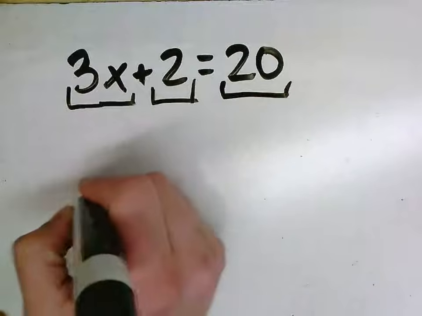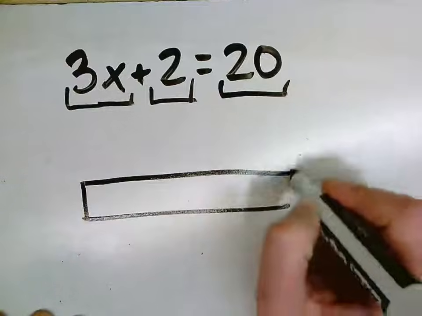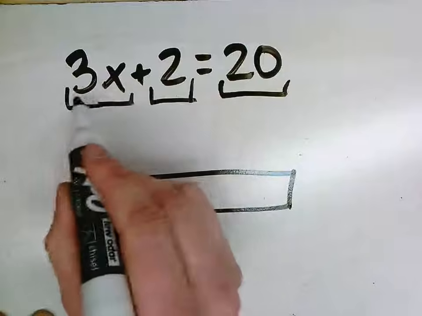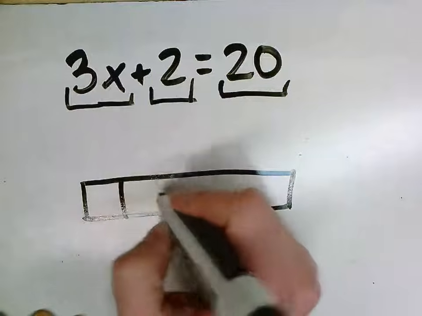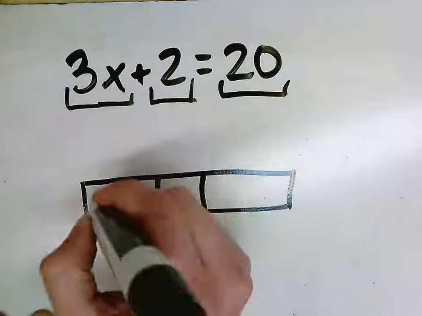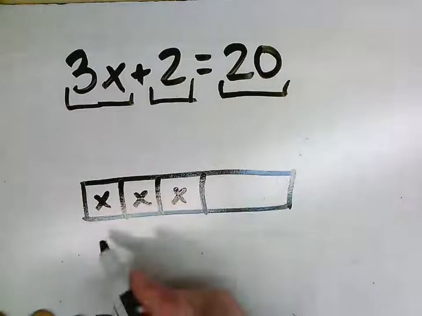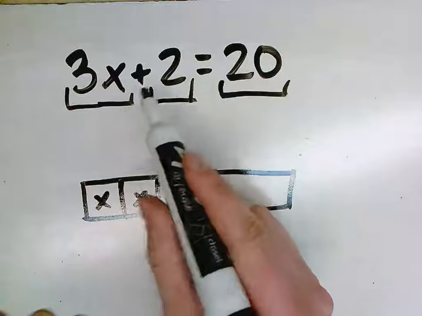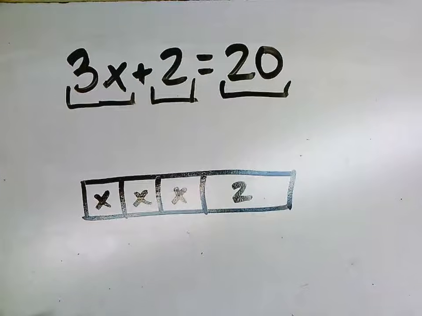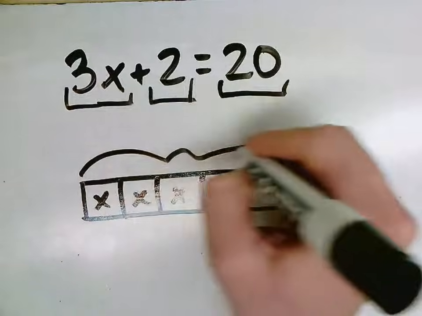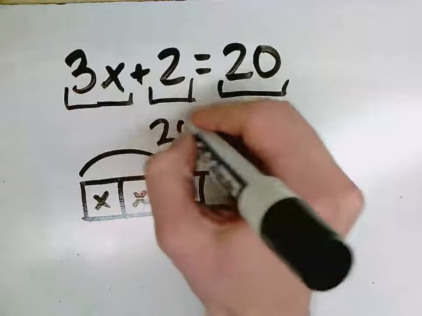So to draw this out, we're going to draw our piece of tape here. And we have 3 x's, which means we have 3 unknowns. And we're trying to solve for the value of that unknown. So we're just going to draw in the 3 unknowns right now and label each part as x. So we have 3 x's. And then with that, we're also adding that to 2. So this last part here, we're going to give a value of 2. Now this whole piece of tape is equal to a value of 20.